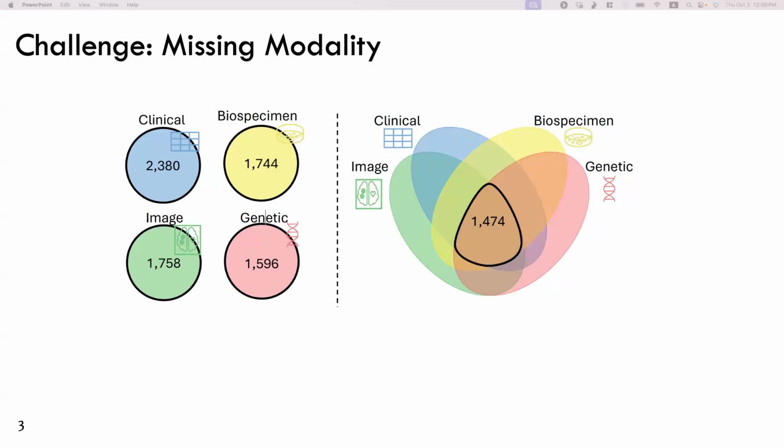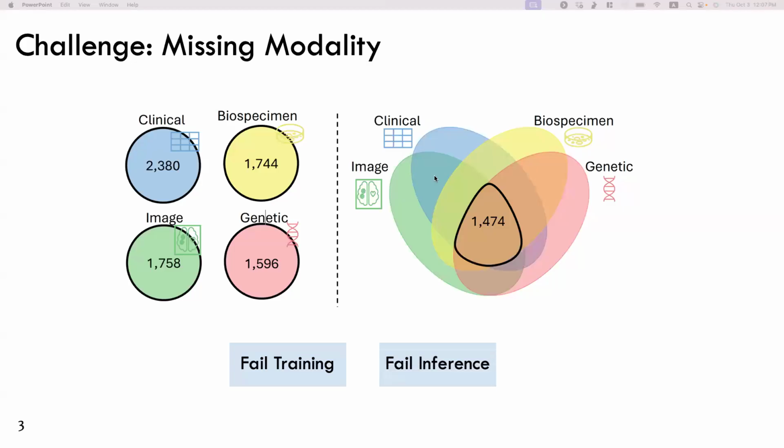What kind of issues will this phenomenon bring us? First one, it will probably fail training. Because imagine for the whole patient population, you measure like 10,000 patients, but the number of patients that have the full modality measurement is maybe only 1,000. So the training data will be limited and it will constrain the power of your learning model, right?